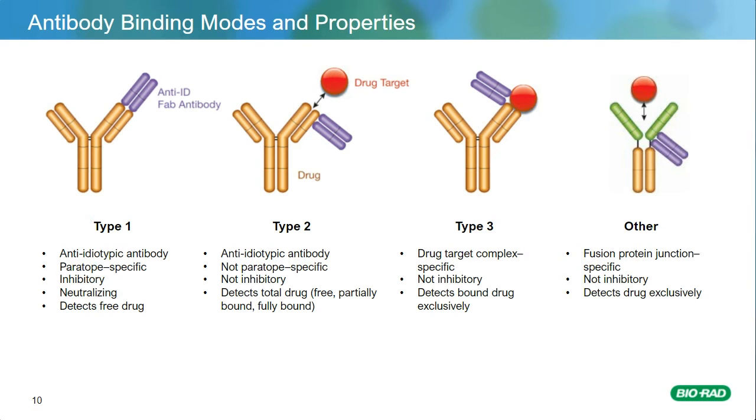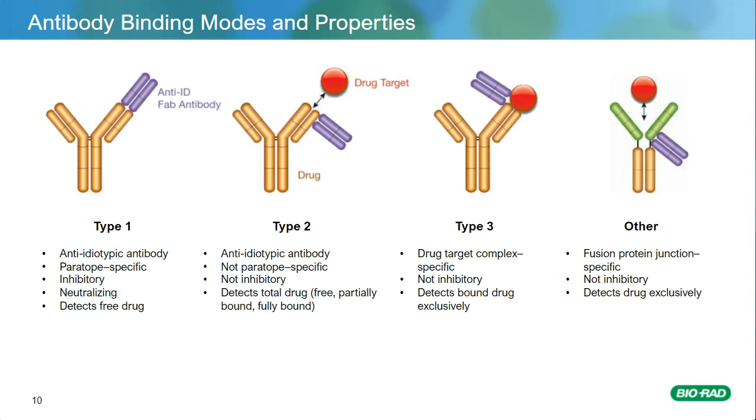So by alternatingly enriching between the free and the complex form, we should generate antibodies that recognize features that are outside of the paratope. But then by blocking with the isotype control in human serum, we ensure that those features outside of the paratope have to be unique to the drug. They can't be common antibody framework features.